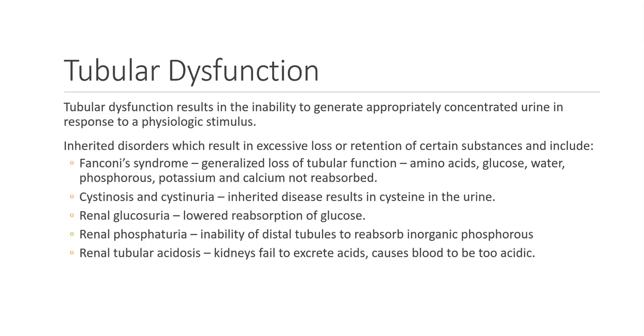Cystinosis and cystinuria, this is an inherited disease that results in cysteine in the urine. Renal glucosuria, lowered reabsorption of glucose. And again, we're not talking about diabetes where we're dumping glucose. We're talking about a situation in which they're unable to reabsorb the glucose. Renal phosphaturia, this is the inability of the distal tubules to reabsorb inorganic phosphorus. And renal tubular acidosis, the kidneys fail to excrete acids, and this causes the blood to be too acidic.